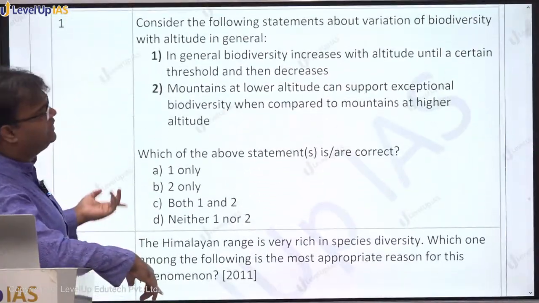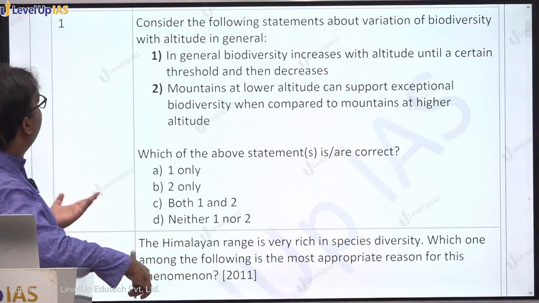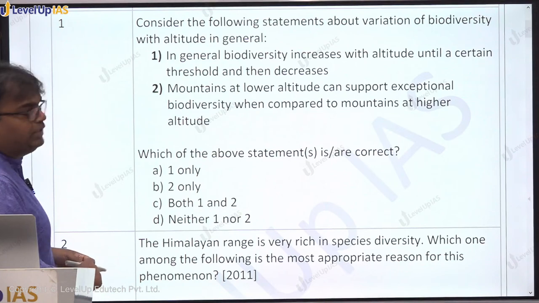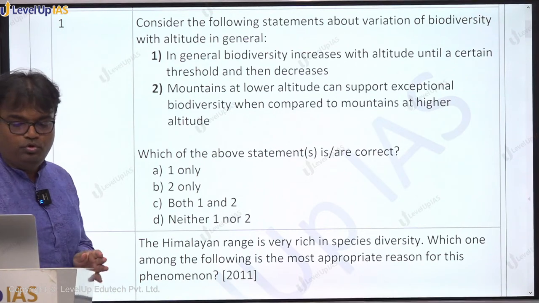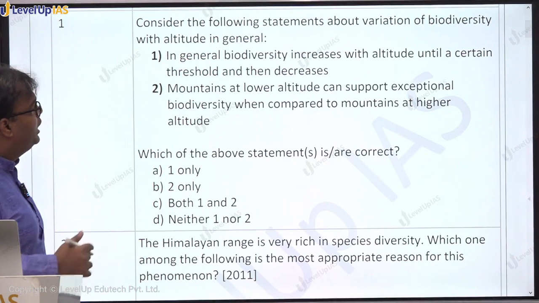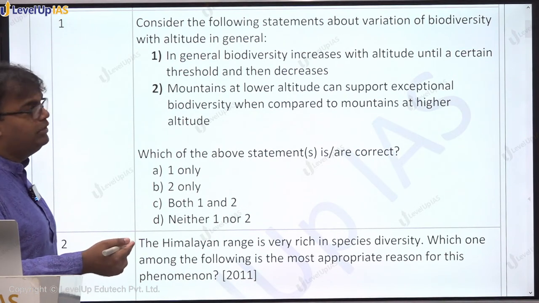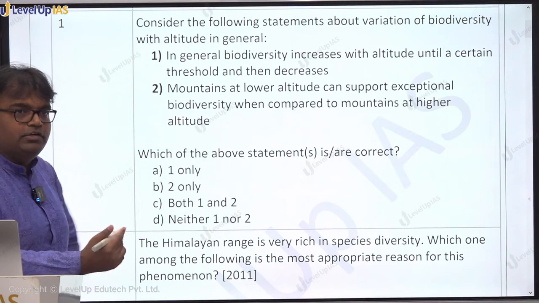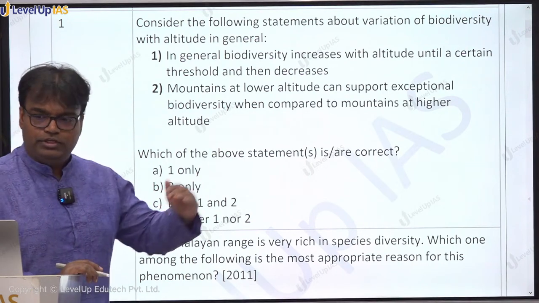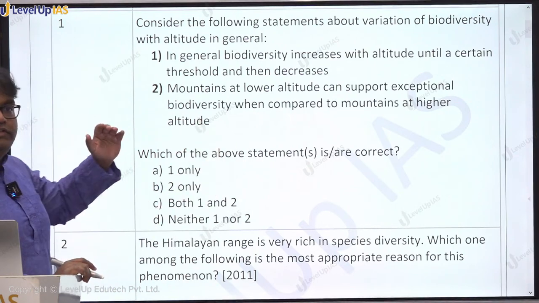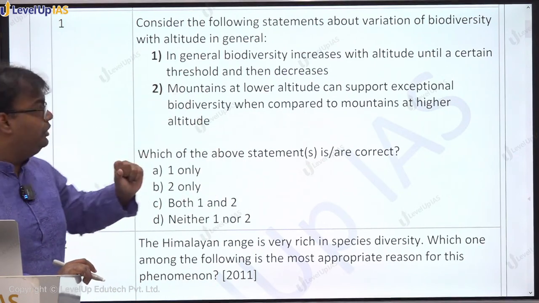Pehle kuch basic questions hai, this I do every year. So question number 1, consider the following statements about variation of biodiversity with altitude in general. How does biodiversity change with altitude? So in general, biodiversity increases with altitude until a certain threshold and then decreases. Is it true? Yes. See the Himalayas, biodiversity first would increase and then it would start going down. Jaise temperature kam ho jayega, upar it will start going down.